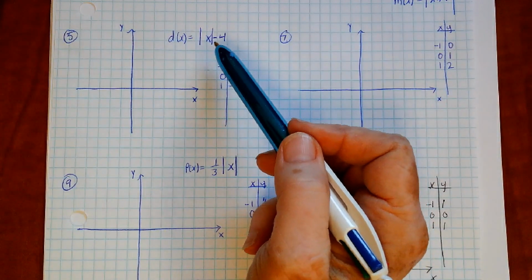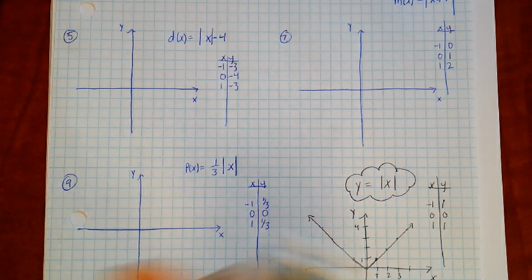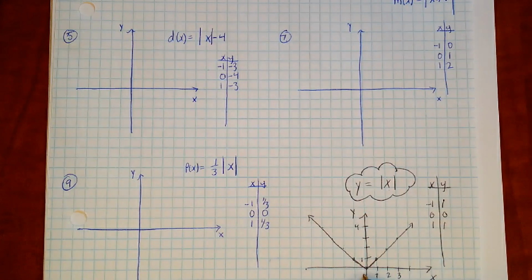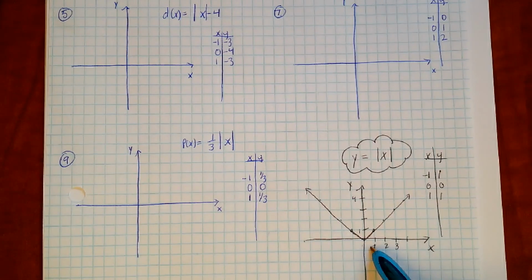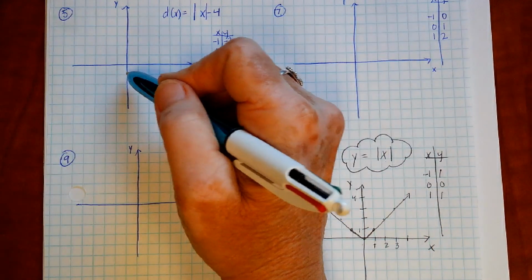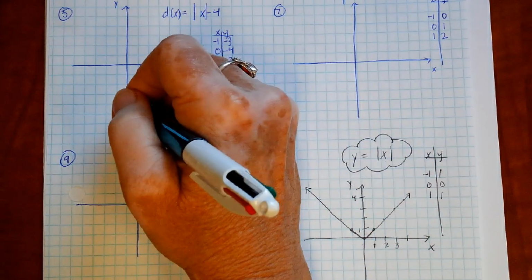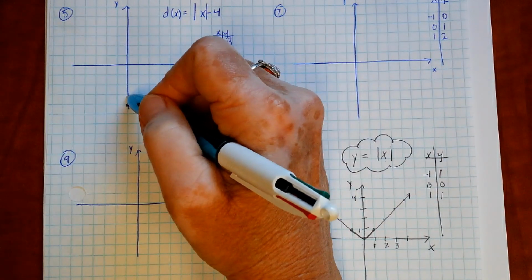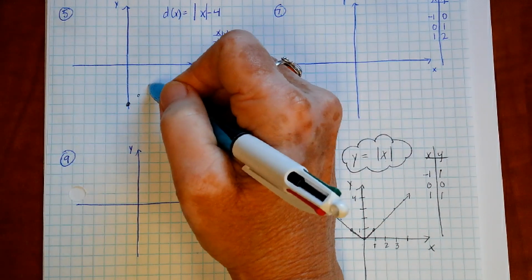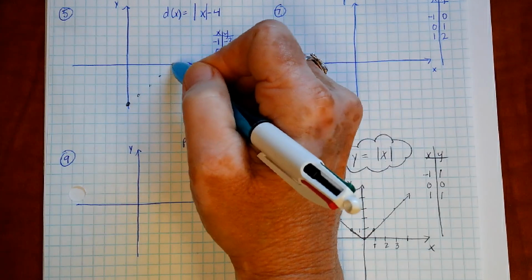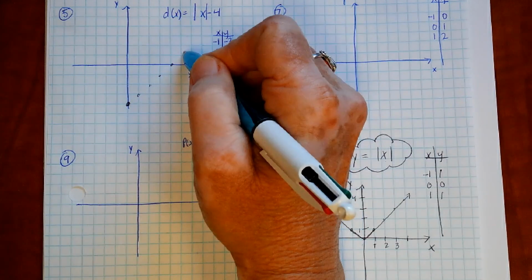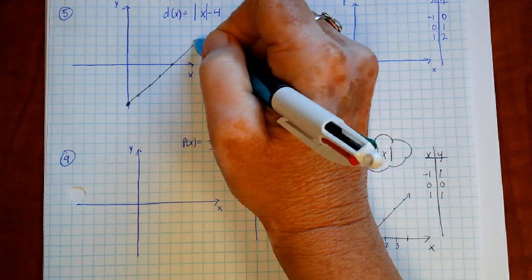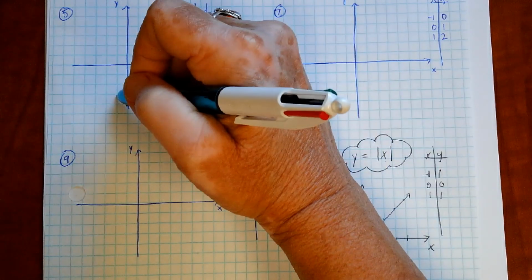I can tell just by looking at it, without even plugging any points in, that it's going to look just like the parent function, but it's going to be moved down by 1, 2, 3, 4. It's going to have the same shape. It's going to go up, up 1 over 1, like that. And by doing this, I'm actually giving a proper graph that has points on it.